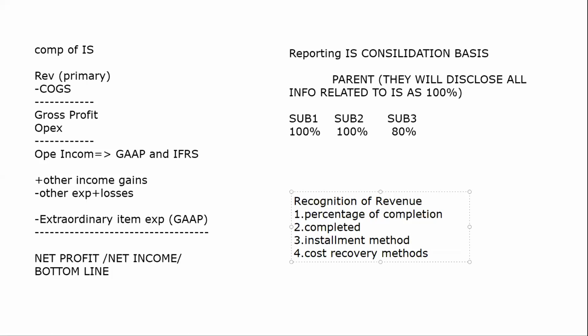Cost recovery method. So these four methodologies are used to recognize the revenue and when to recognize the revenue.